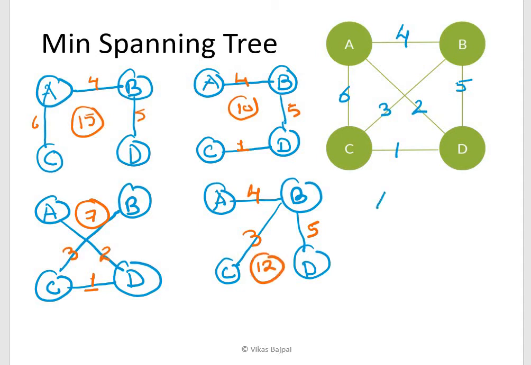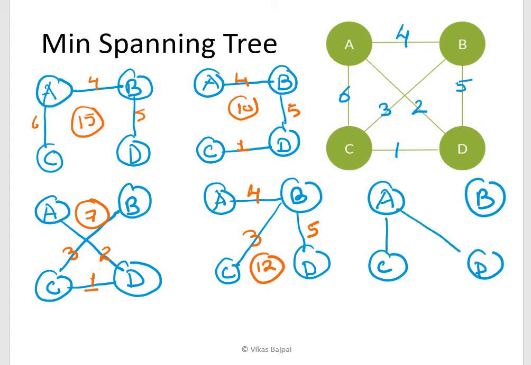Another setup can be A, B, C, D, and I have, let's say, this. Then the weights I see are 4 and 2 and 6. So the net weight comes out to be 12: 6 plus 4 plus 2.